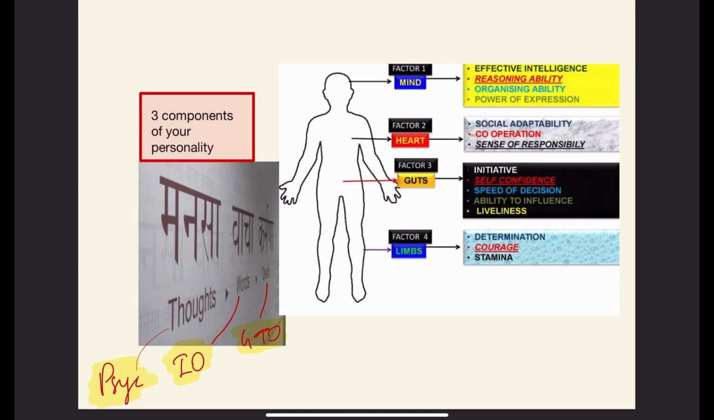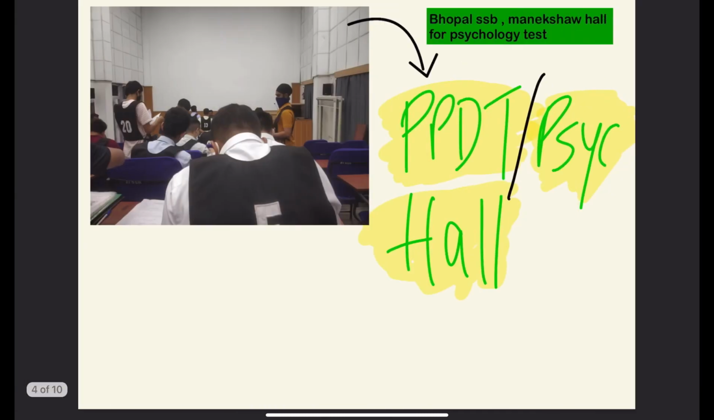So these three are interrelated, interlinked to each other, and it is said that psychologists will check your thoughts, IO will check your words, GTO will check your deeds on the ground, but it is not that. They do not act in silos. All three are interrelated, like they form this overlap, right? These are three components of your personality, and your personality should be like an officer. So what they do in these 4 days is check whether you possess officer-like qualities or not. What are the qualities related to mind, heart, guts and limbs? These are the qualities. You can read them. We'll make a separate video on this, on how they are related.